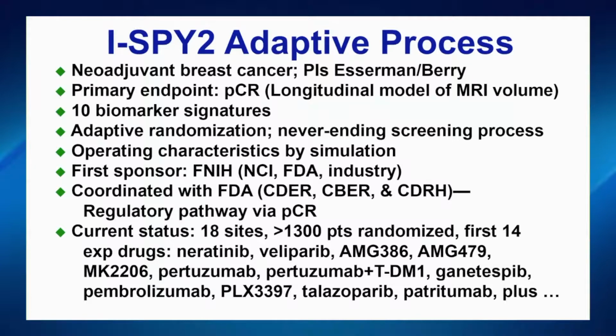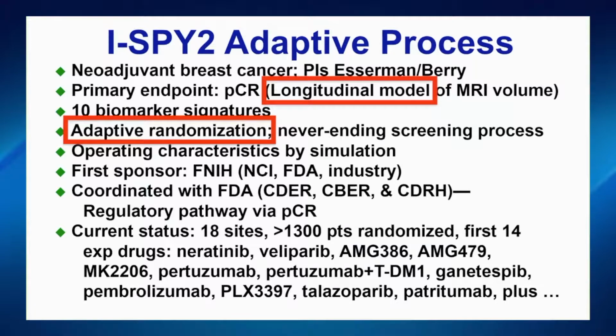The current status: we have 18 sites, 1,300 patients have been randomized, 14 experimental drugs, 10 different pharmaceutical companies, and these are some of the drugs. I want to focus on the longitudinal model aspect, like the MRD thing, only in this case for MRI. PathCR is assessed at surgery about 6 months after the randomization. We do MRI at 3 weeks with the investigational drug in addition to paclitaxel, and again at 12 weeks. And we predict how the patient is doing. So it's adaptive within the patient as well.